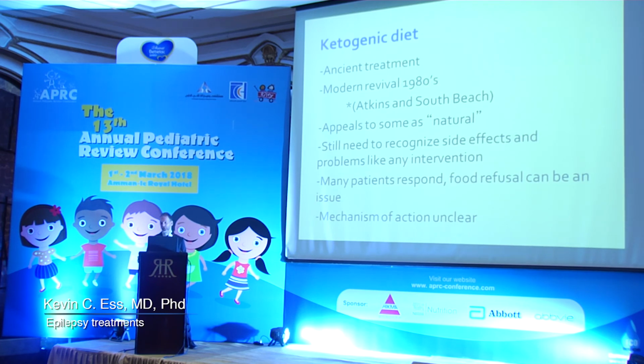So for teenagers who don't want to do the ketogenic diet but need better control, we'll put them on the Atkins or South Beach diet, and that's actually been pretty effective for their seizure control. And people like it because it's natural. I don't think it's natural, but again, it's a tool we have, and for the right patient, it can be very effective. And I believe that's it.